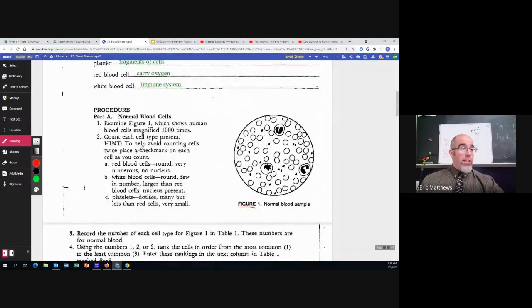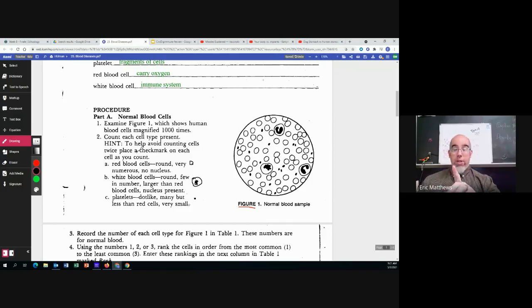So for instance, this says red blood cells are round, very numerous with no nucleus. So those are the little circles. They look kind of like that, right? This one. White blood cells are the big ones that have some kind of nucleus on the inside. We can see one of them right here. And platelets are the little black dots. They look kind of like that.